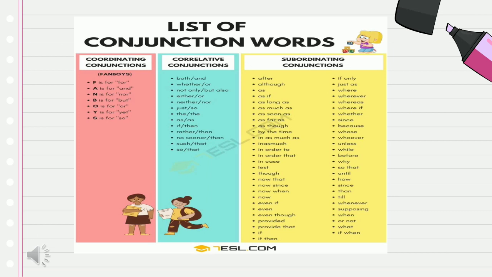List of conjunction words. Number 1, coordinating conjunctions. We can remember them with FANBOYS: F for, A for and, N for nor, B for but, O for or, Y for yet, and S for so. Number 2 is correlative conjunctions. For example: both and, whether or, not only but also, either or, neither nor, and others. Last, subordinating conjunctions. For example: after, although, as if, as long as, as much as, and others.